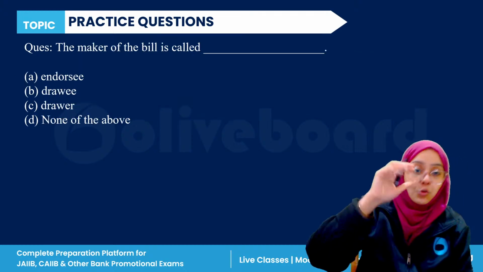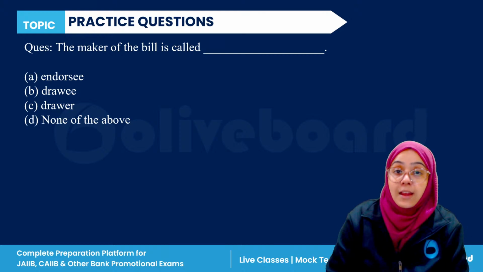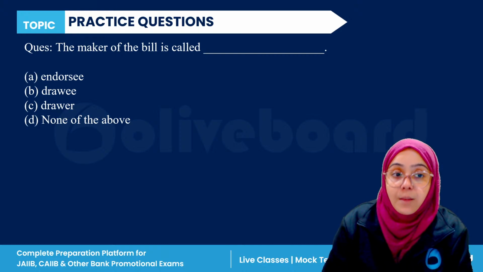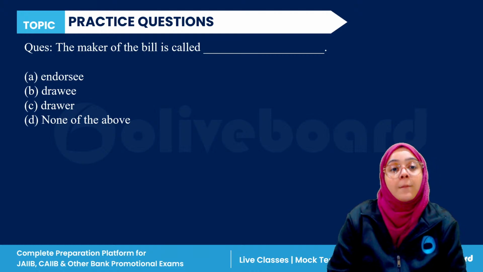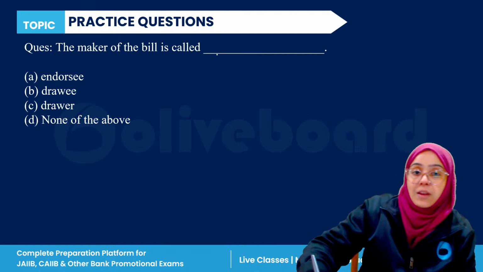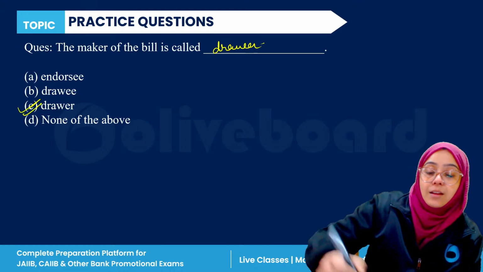Done. Next question. The maker of the bill is called as endorsee, drawee, drawer, or none of the above. The maker of the bill of exchange, very easy. The maker of the bill of exchange is called as drawer. C is the correct answer.